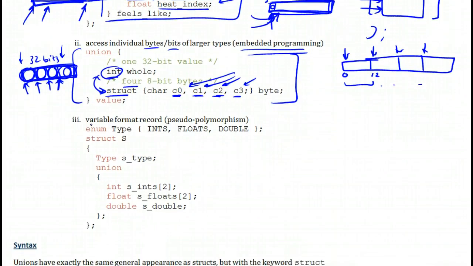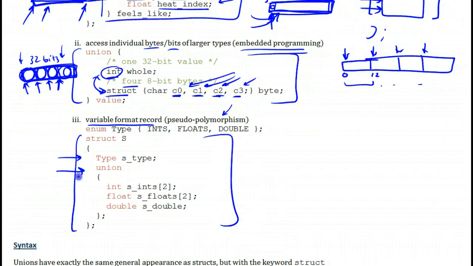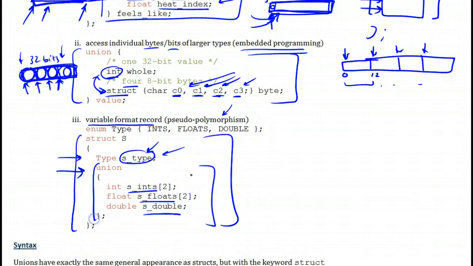And finally, it could also be used simply as a variable format record, so almost like polymorphism in object-oriented programming, where you would have a structure that would have two members. One is a type that would tell you what is actually being stored. We will either store, in this case, an array of integers, an array of floats, or a double. And this will be given to us by the type. So you can check the type and then determine whether we have integers stored in that area in memory, which is overlapping. It's just one area, enough to accommodate either a double or an array, or just two floats in this case, or two integers.